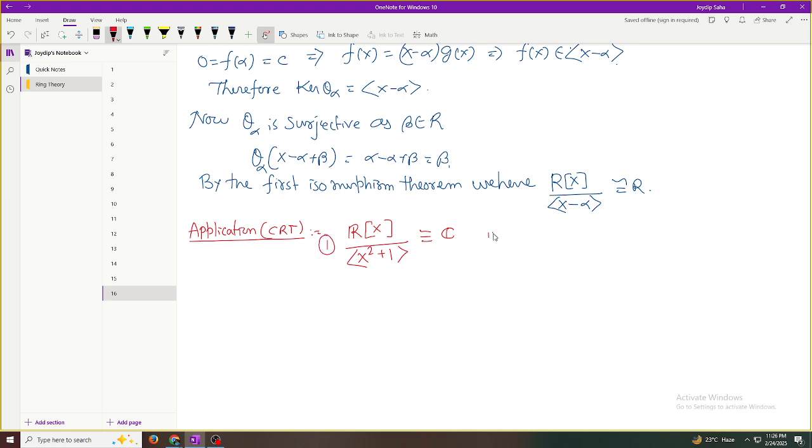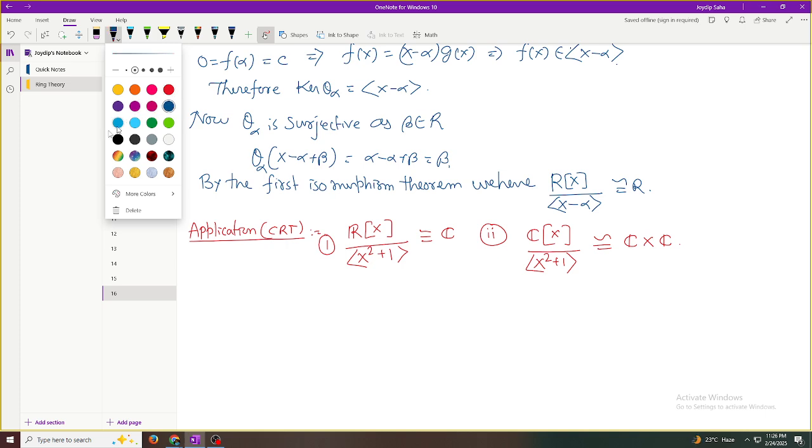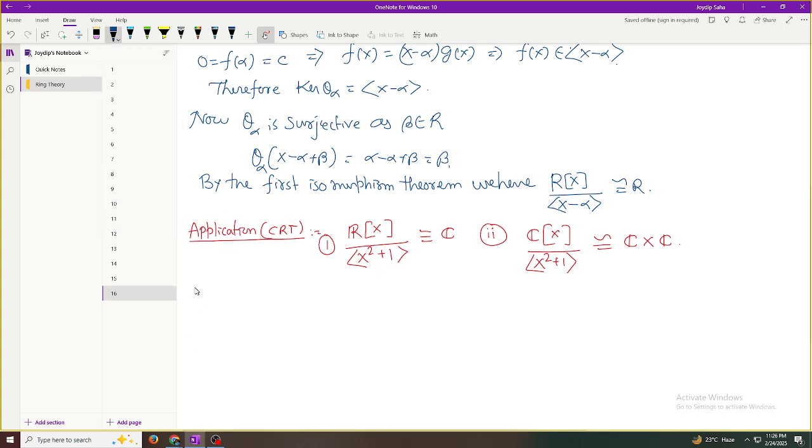Number 2, what is Cx quotient x square plus 1? What is this? That is essentially C cross C. So here I will apply the Chinese remainder theorem, but here not. So at first we do problem number 1 by a simple way, no Chinese remainder, although I write here application. So see it.